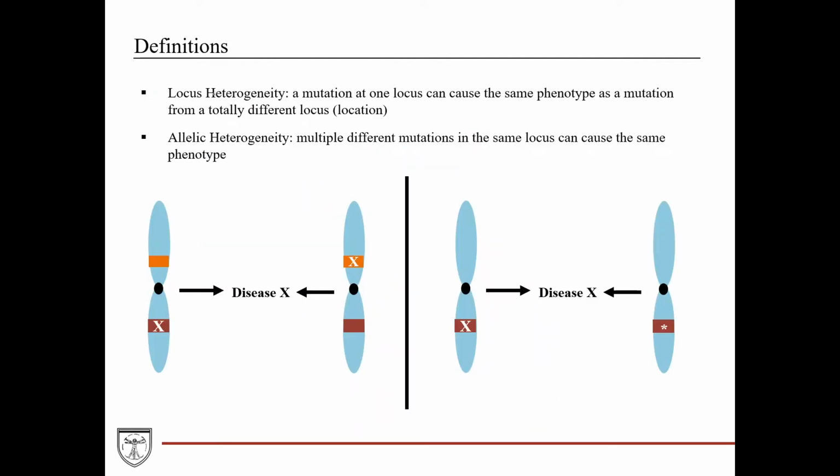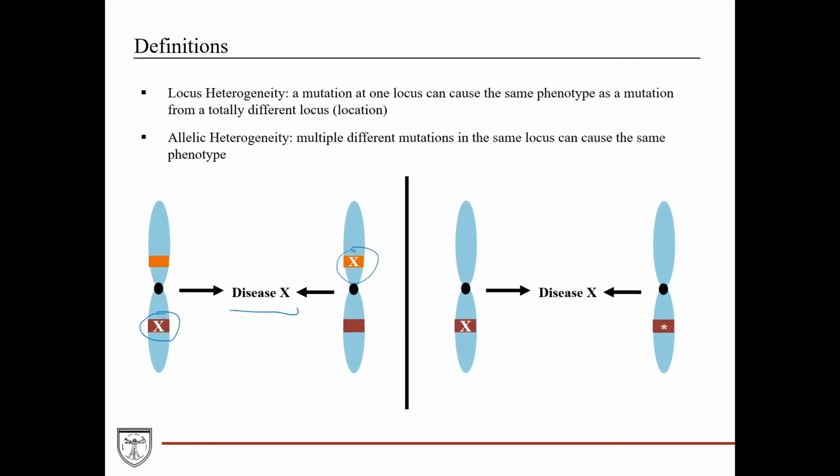So then you have locus heterogeneity versus allelic heterogeneity. So let's talk about the difference between those. Locus heterogeneity is where you could have a mutation at one locus. So here you have a mutation X at this gene shown in red, and it leads to disease X. But this can cause the same phenotype as a mutation from a totally different locus or a different location.